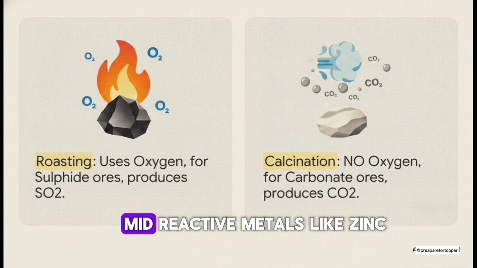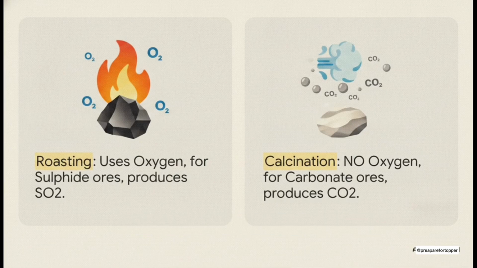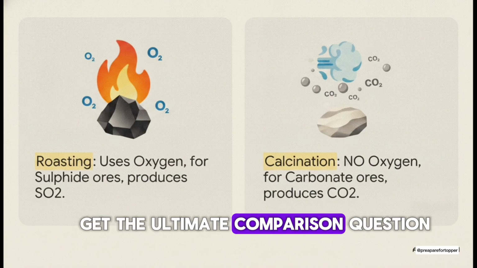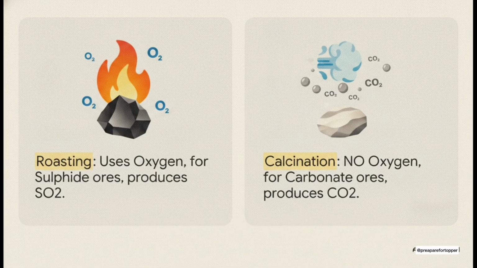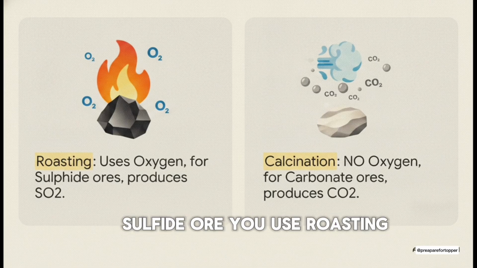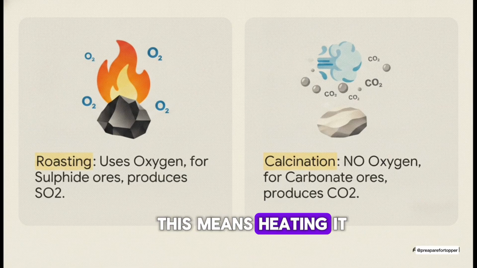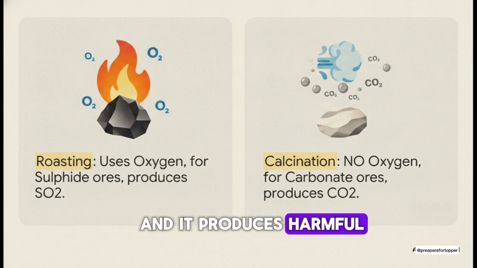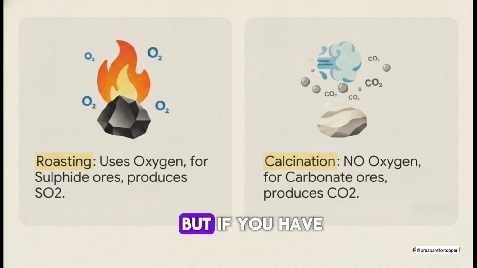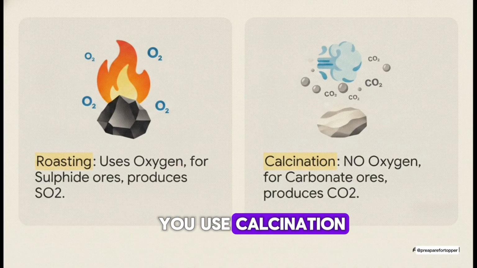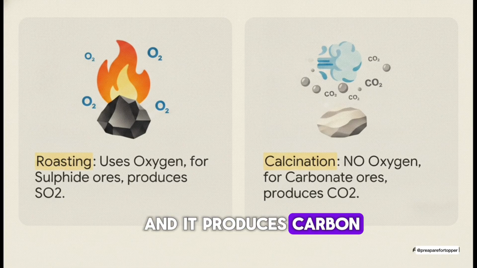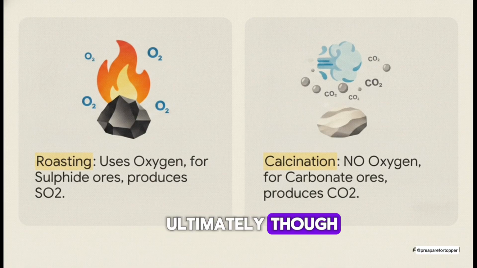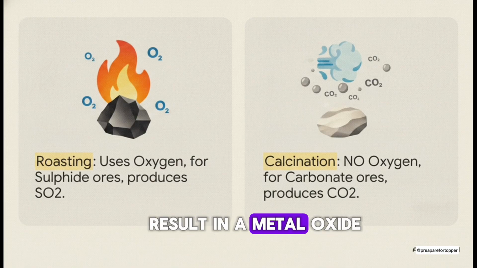But what about the mid-reactive metals, like zinc? Now this is where you get the ultimate comparison question on your board exam. Roasting versus calcination. Here's the deal. If you have a sulfide ore, you use roasting. This means heating it with oxygen, and it produces harmful sulfur dioxide gas. But if you have a carbonate ore, you use calcination. This means heating it with no oxygen used at all, and it produces carbon dioxide gas. Ultimately, though, both of these methods result in a metal oxide.